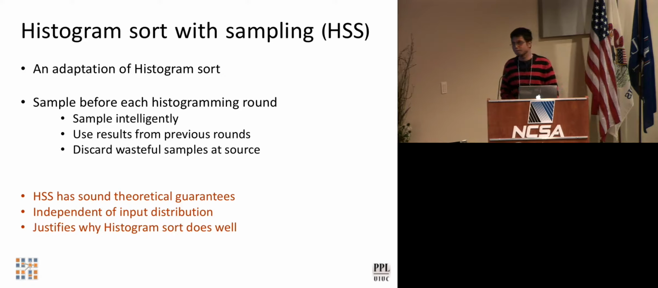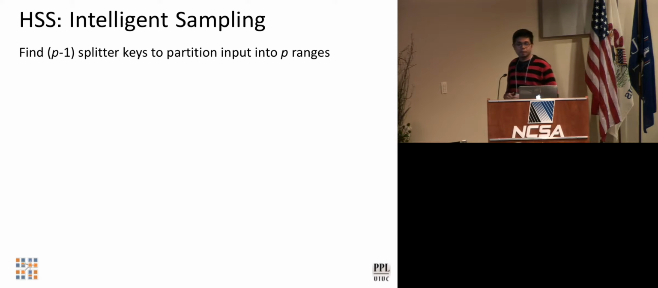histogram sort does so well, and that's because the extrapolation technique in histogram sort, you can think of it to be the same as sampling. For example, if the input were a uniform distribution, then the extrapolation technique will be perfect. So even if it's not so uniform, but there is some degree of uniformity in the input, histogram sort does quite well.